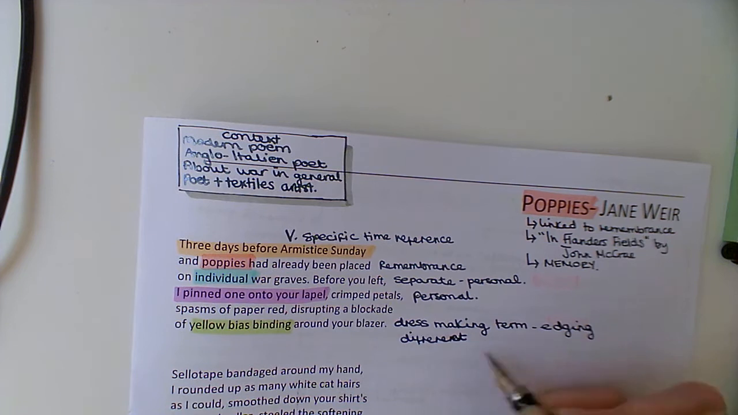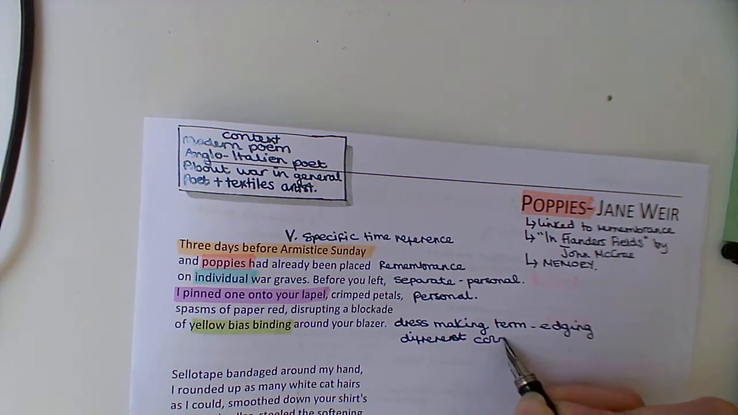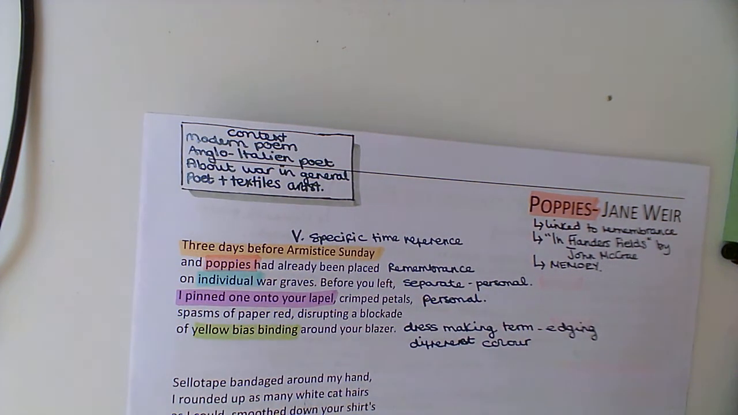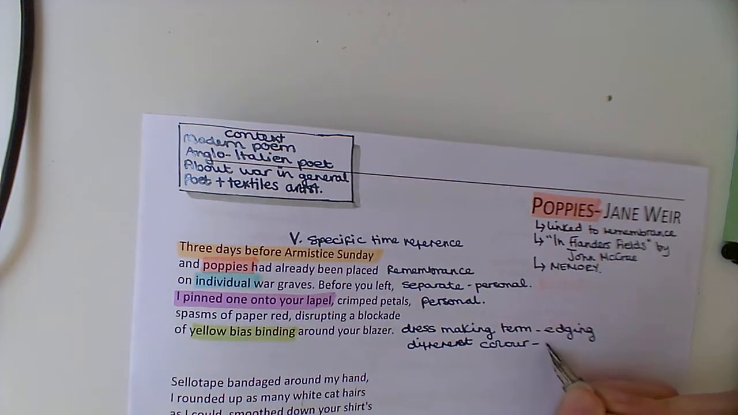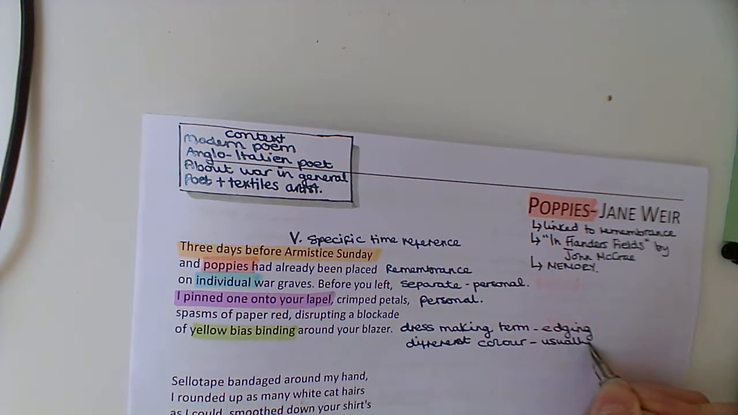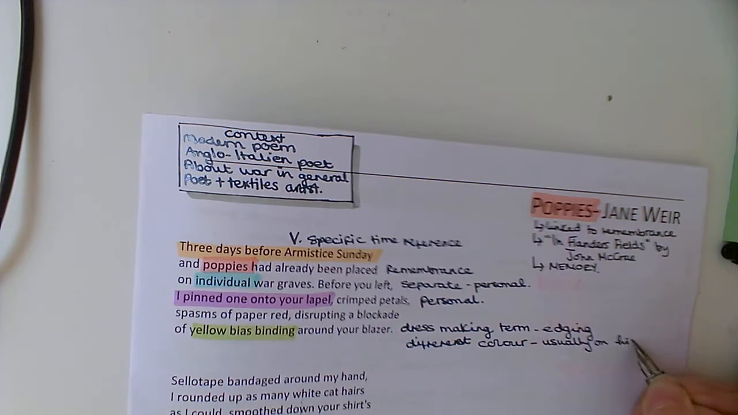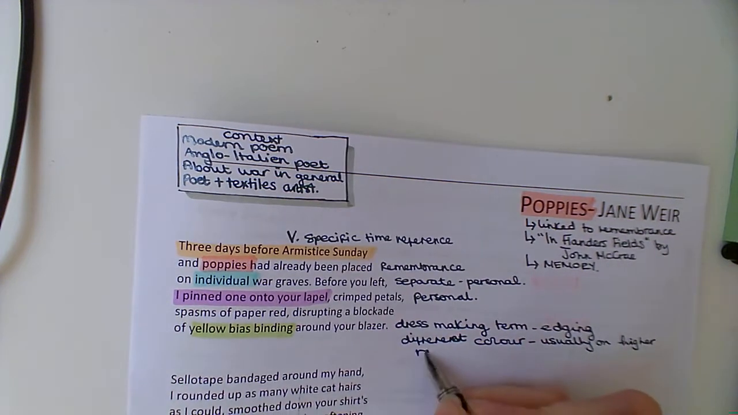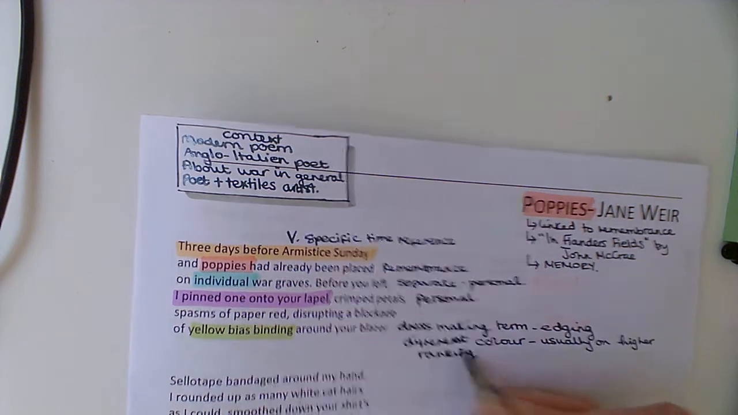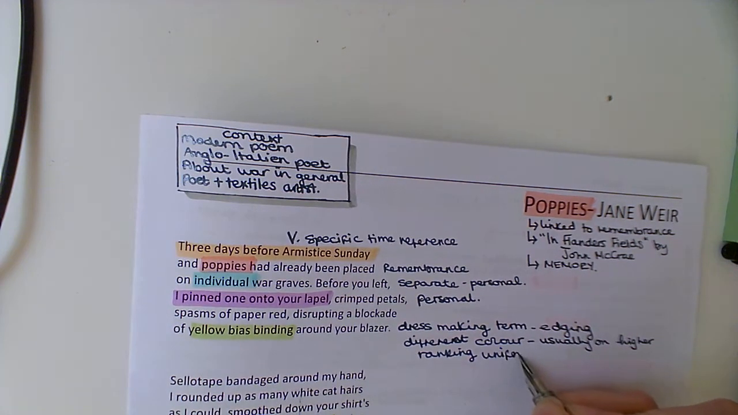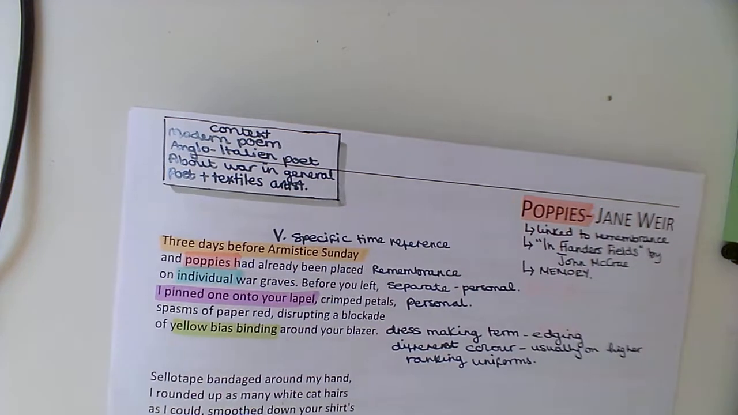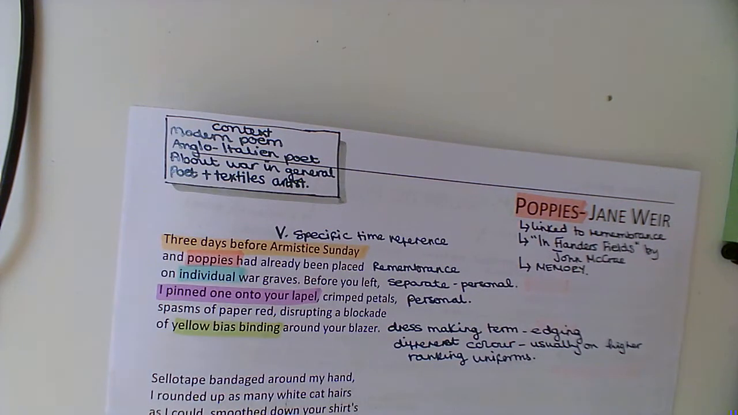Oh God, I can't write today. Different, yes, colour. And it's normally put round the edge of a blazer or a coat, either to make it stand out or to hide rough edges. But it's usually on higher ranking uniforms. So what we've got here is we've got a person who is quite possibly high ranking, but he's still being treated in this way by his mother.